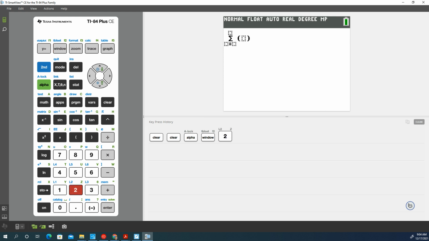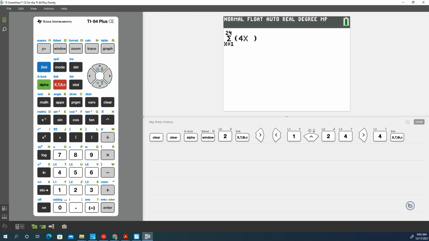Summation is option 2, and then we just use x for our variables. So this one would be from x equals 1 to 24, and my rule is 4 times x. Nice work. You guys did it.